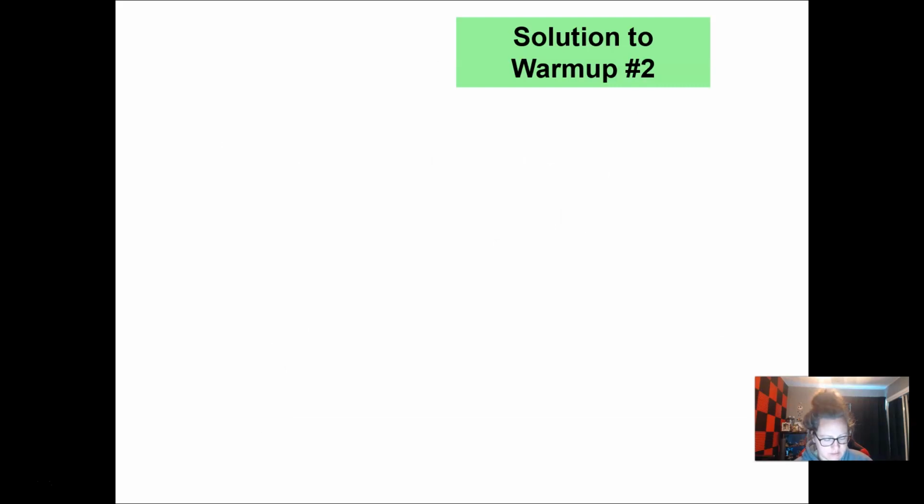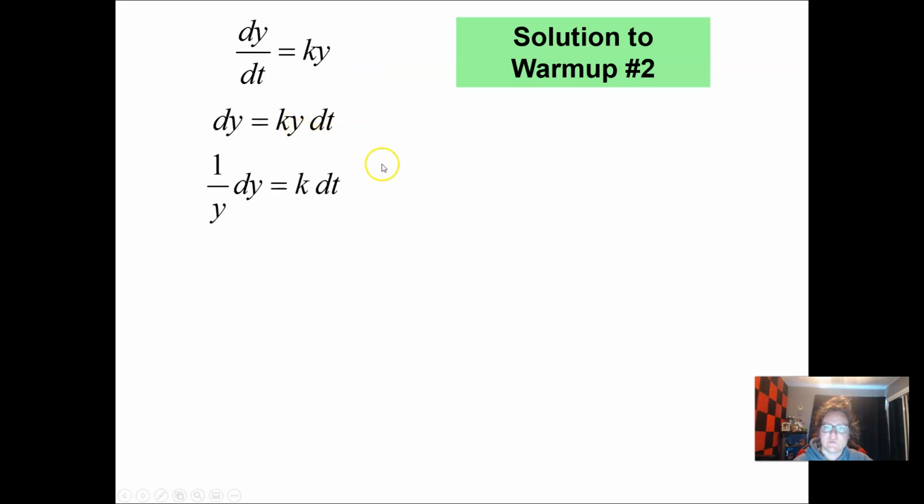All right, so here's the solution to the second problem with the k in it. All right, so we started with dy dt equals ky. We would need to get our t's on one side and our y's on the other. So multiply both sides by dt to get this. And then I need to get rid of this y, so I would divide both sides by y, so it would cancel on the right, and then on the left I would have 1 over y. dy equals k dt. I would integrate both sides.